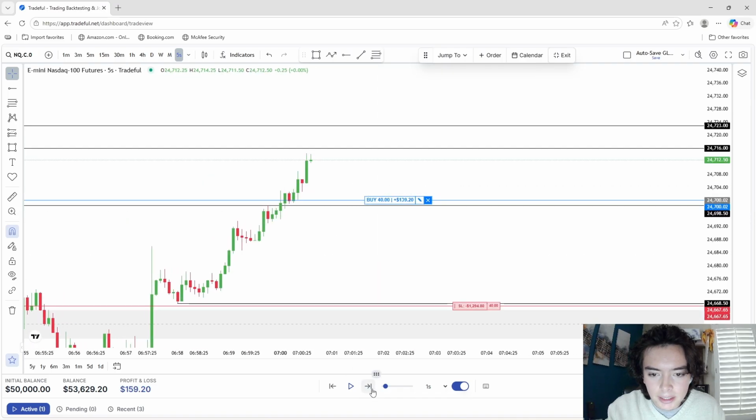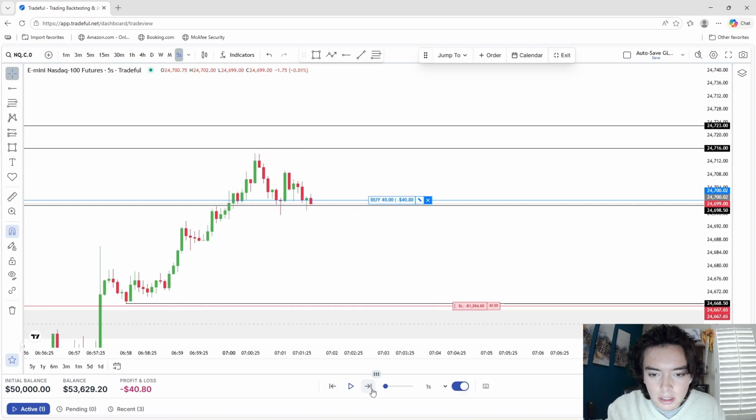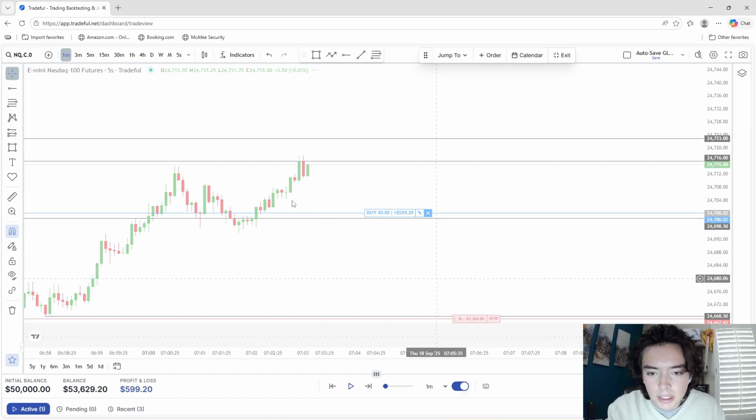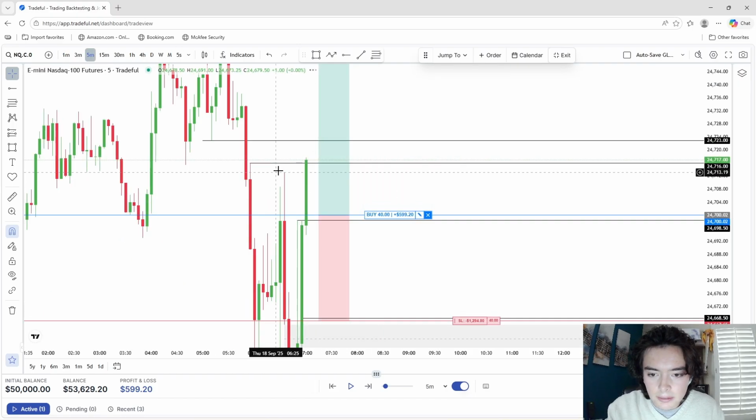So you guys can see we get tagged in the trade, and are we going to hit our target or not? We are. Okay, so we hit our first target, which is again not the fill, but the entry of this 5 minute gap.